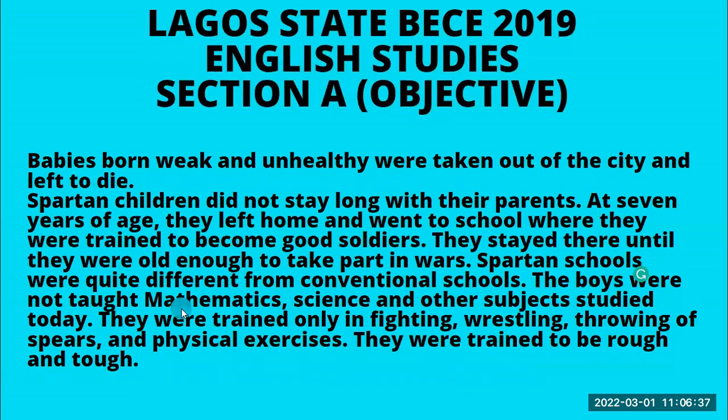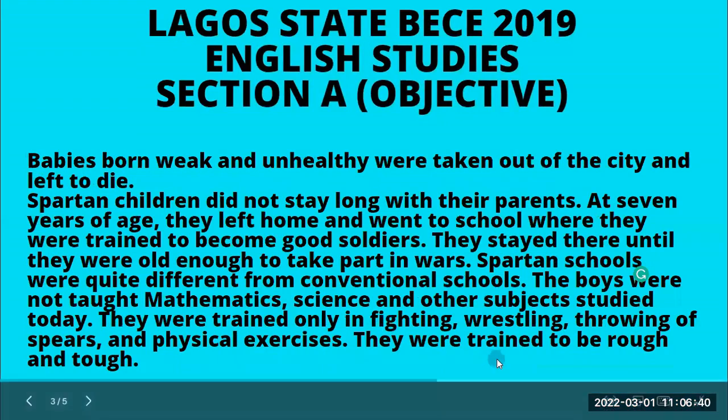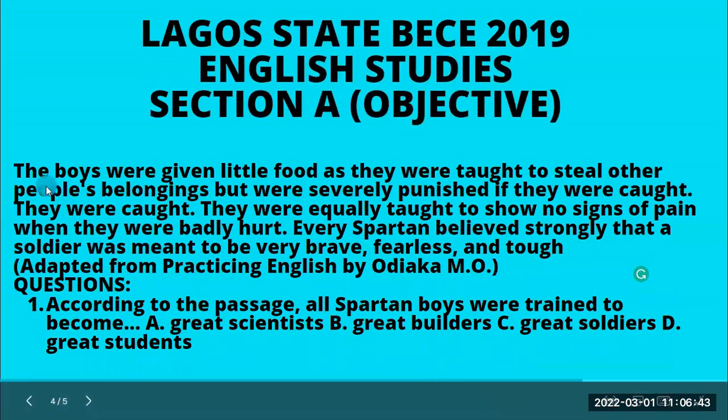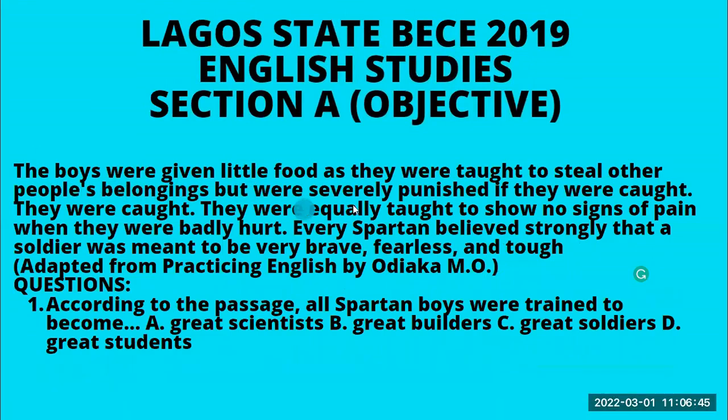Let's look for the particular place. Okay, so we can see it here. The boys were given little food as they were taught to steal other people's belongings, but were severely punished if they were caught. They were equally taught to show no signs of pain when they were badly hurt. So even if they were hungry, they should not show any sign. They were trained to be tough. And you can see here, every Spartan believed strongly that a soldier was meant to be very brave, fearless, and tough. So the emphasis was on making them tough.